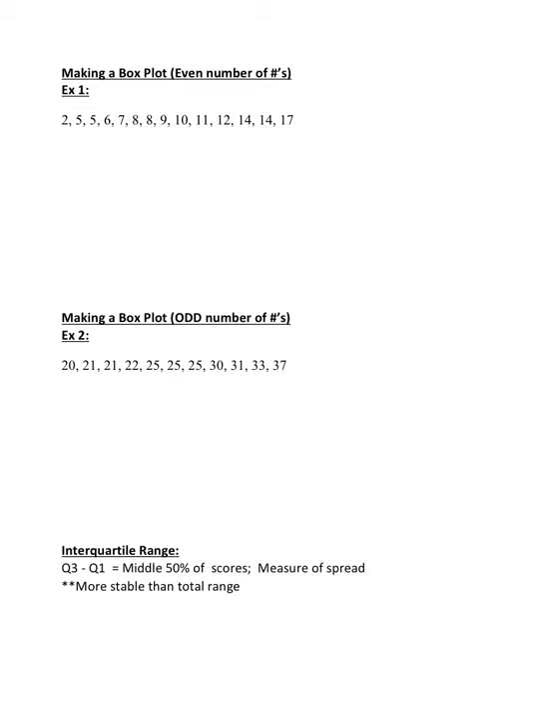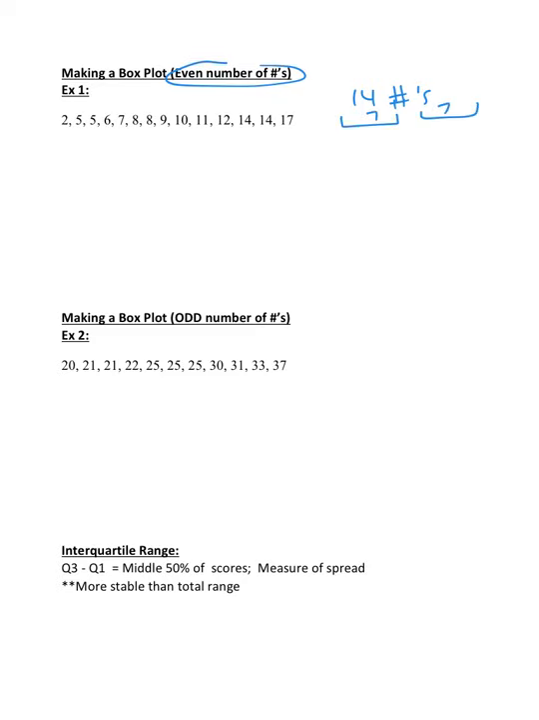Okay, so now we're going to look at making a box plot or a box and whisker plot, and it's slightly different for whether there's an even or an odd number of numbers. So in the first example, there's an even number of numbers. If you count the numbers, there are 14 numbers. If you divide 14 numbers equally in half, you'll have an equal number on each side. You'll have 7 numbers on one side and 7 on the right.